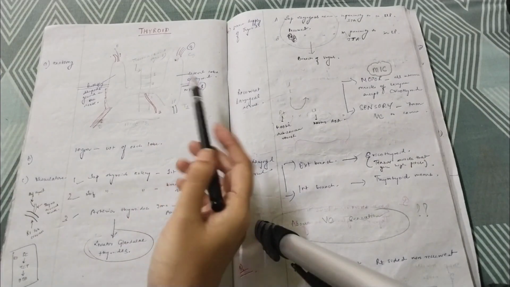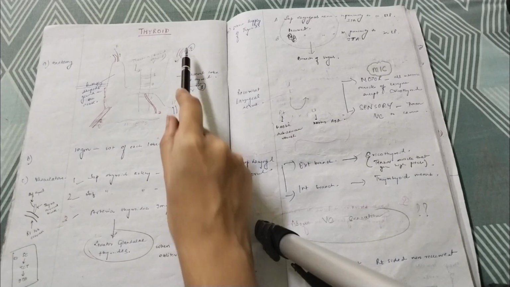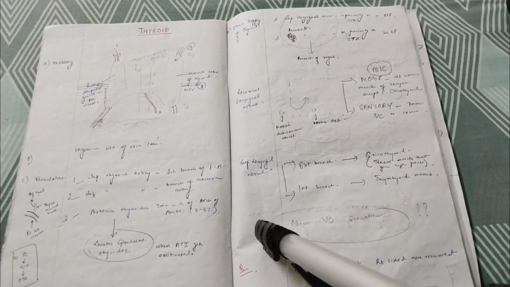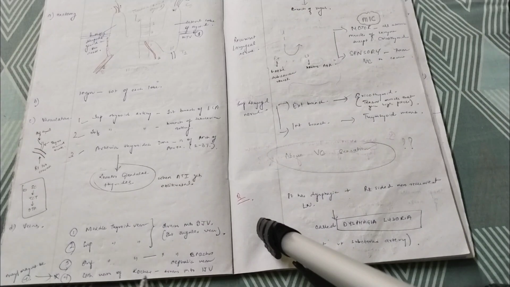In veins, you have to know where it drains. Superior and middle thyroid veins drain into the internal jugular vein. The inferior thyroid vein drains into the brachiocephalic vein. And sometimes there is a fourth vein also, which is called the vein of Kocher, and again that drains into the internal jugular vein. This may or may not be present.